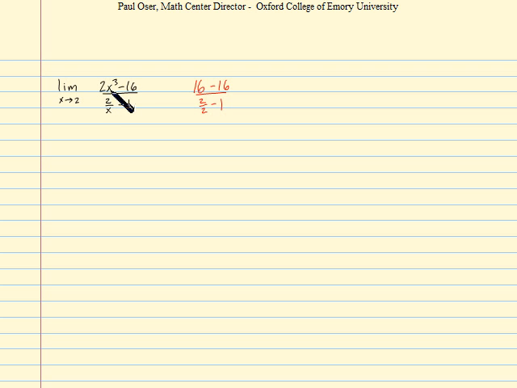Well, the top, 2 times 2 cubed, that's 2 times 8, that's 16. Minus 16, that's going to be a 0. And in the bottom, 2 over 2, minus 1, that's also going to be 0. So it looks like I have an indeterminate form.